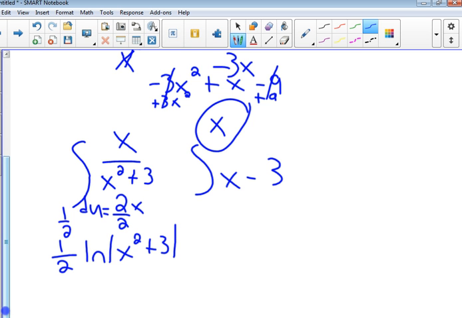So do you want to think? X squared times what will give you negative 3 squared? Negative 3. So now take the negative 3.